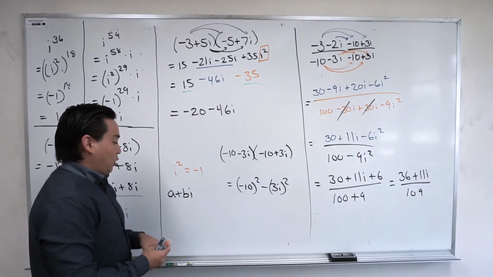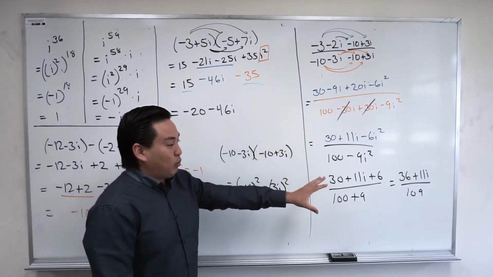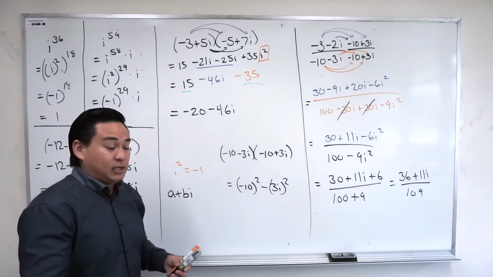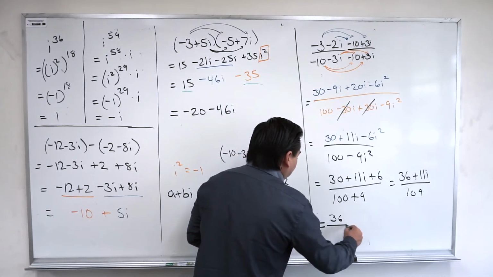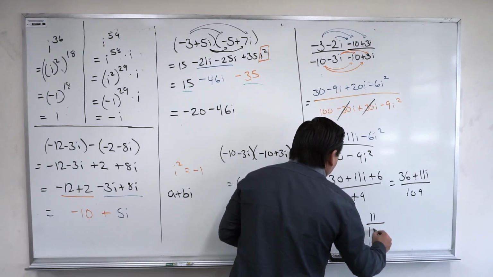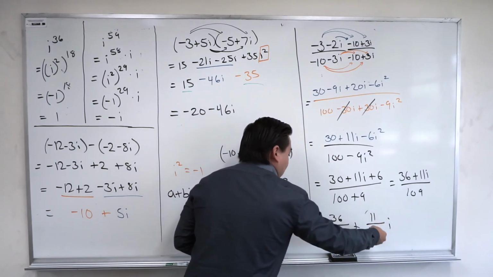Now don't forget, our goal was to write it as a plus bi. So we need to write that by distributing the division by 109 to both parts. So this is 36 divided by 109 plus 11 over 109i, where this is a and that part is b.